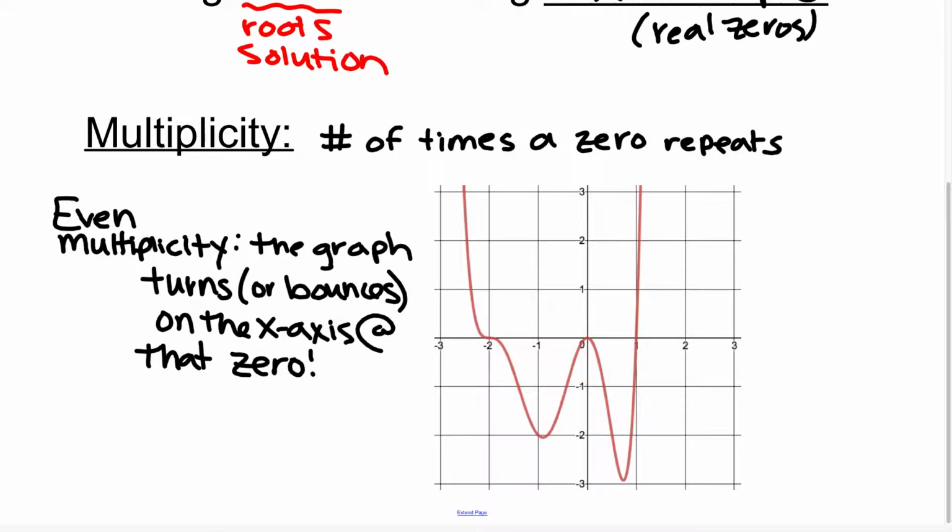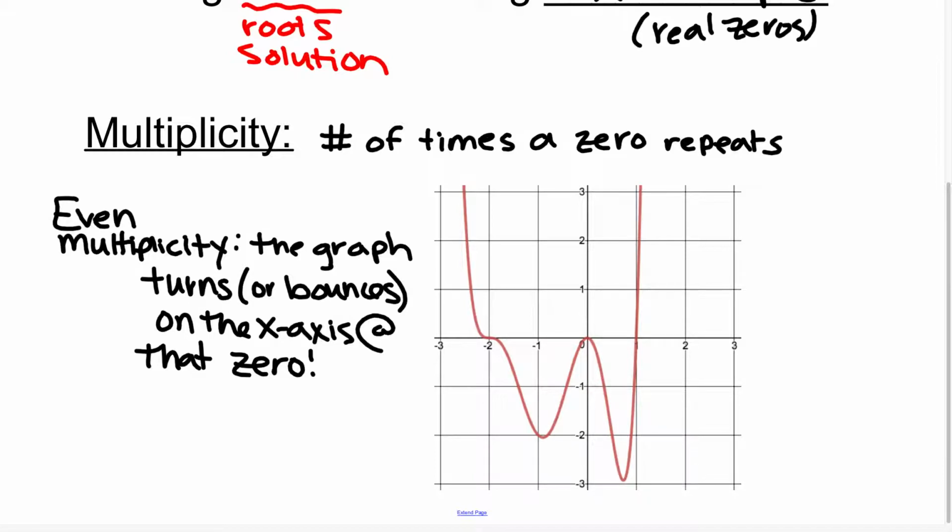So the graph turns at the x-axis. You can look at the graph and think maybe it's bouncing off of the axis, instead of crossing through the axis. That implies even multiplicity. So if you look at the picture that I provided, where are your zeros? They are the x-intercepts, right?